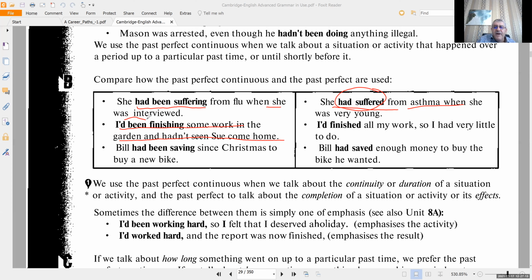Bill، شوف هذه I'd finished all my work so I had very little to do. I'd finished هنا يتكلم هذا الشخص يقول لك I'd finished all my work، كملت كل عملي. So I had very little to do، وكان عندي شوية حاجات بسيطة أعمل. أيضا يتكلم عن الماضي. Bill had been saving since Christmas to buy a new bike.